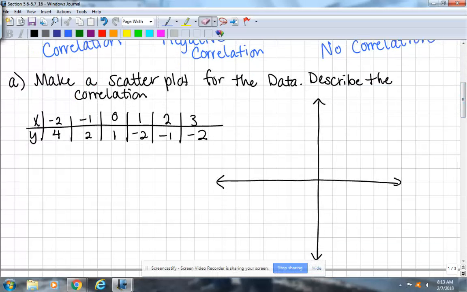So this one's pretty simple. They give us data, and that's our x and y coordinates. That's our data. All right. And we want to make a scatter plot and describe the correlation. How do you think you make a scatter plot? You just graph the points. That's it.